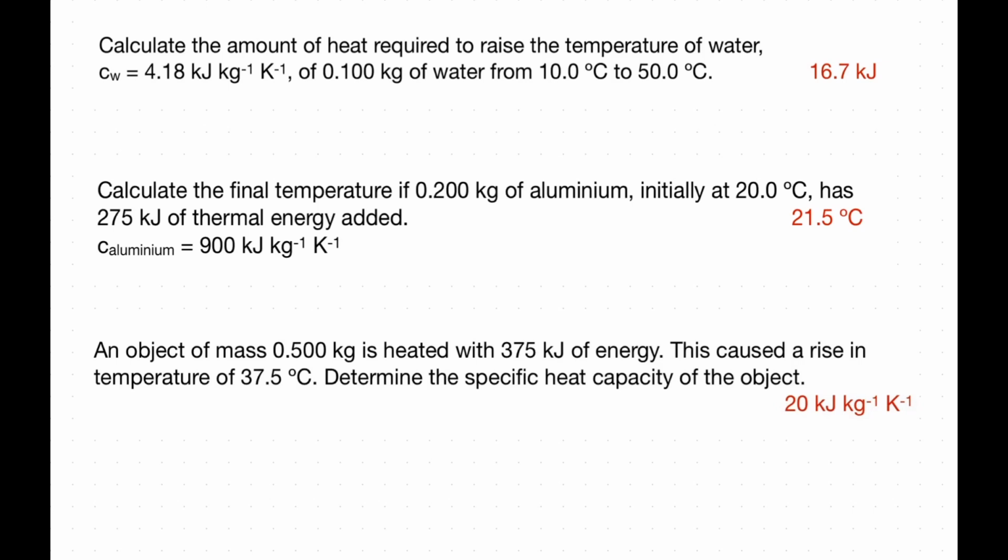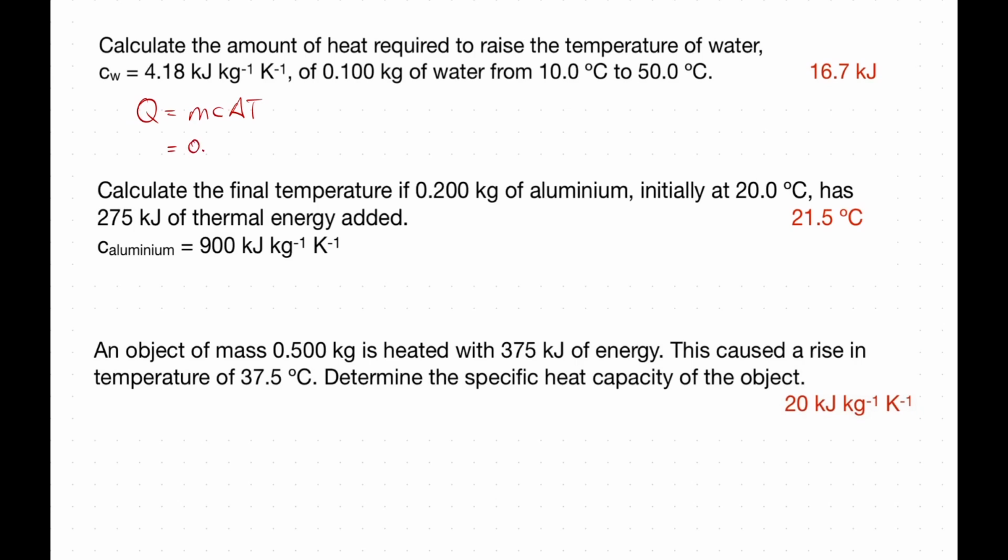So for our first question, we're going to calculate the amount of heat required to raise the temperature. So this one is just our Q is equal to MC delta T. We're changing it from 10 degrees to 50 degrees, so therefore we're going to have a change of 40 degrees Celsius. 40 degrees Celsius is the same as a 40 degree change in Kelvin, so we don't need to do any unit change in that regard.